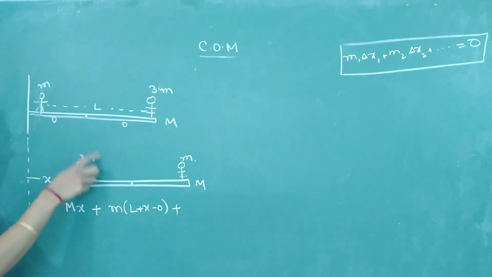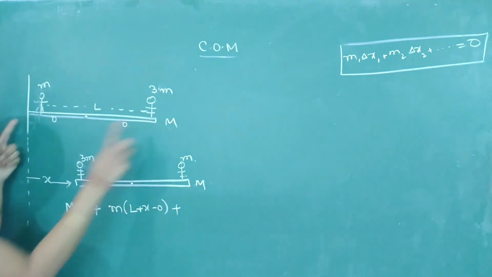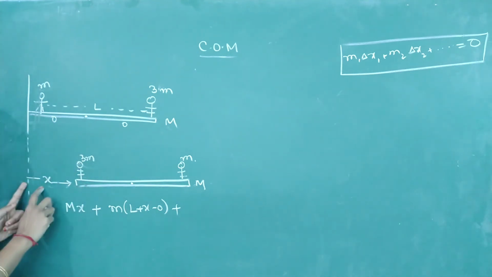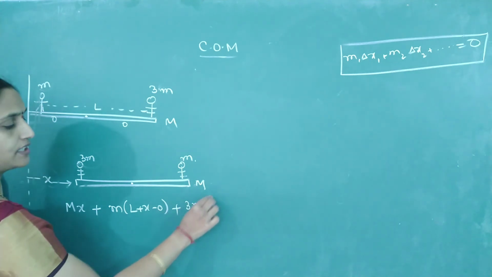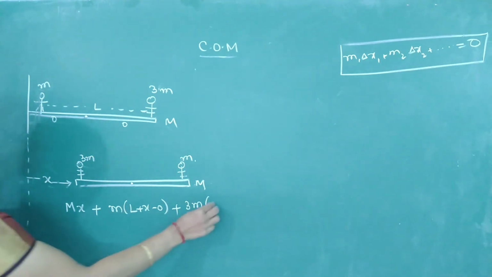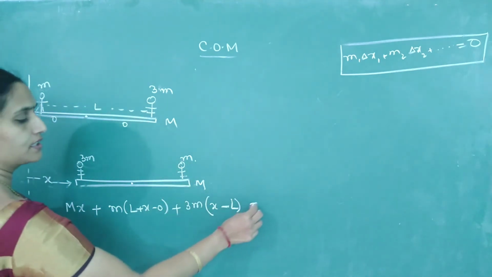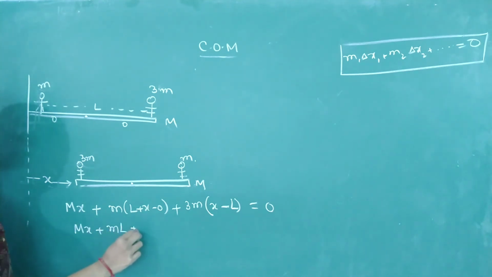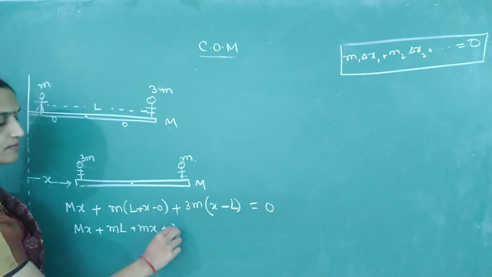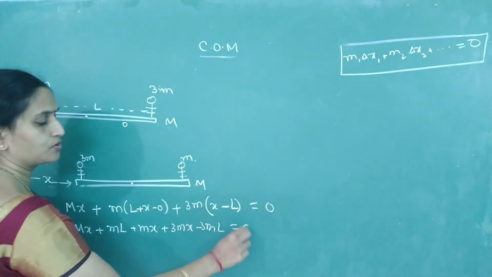Plus, now look at 3m. 3m was initially at a distance L. Now he is at a distance x. So what is the displacement of this boy? 3m into final position minus initial position. Final position is x. Initially he was at a distance L. This sum has to become 0. Equate it to 0: Mx plus mL plus mx plus 3mx minus 3mL should be 0.